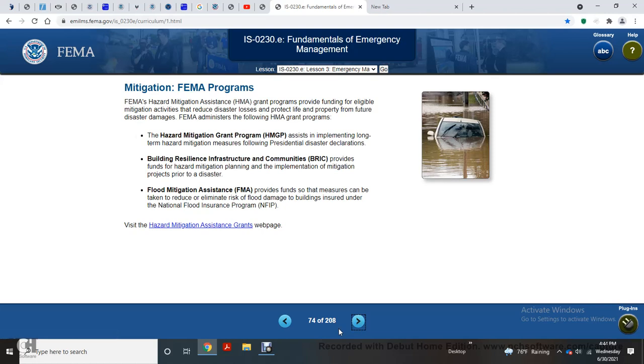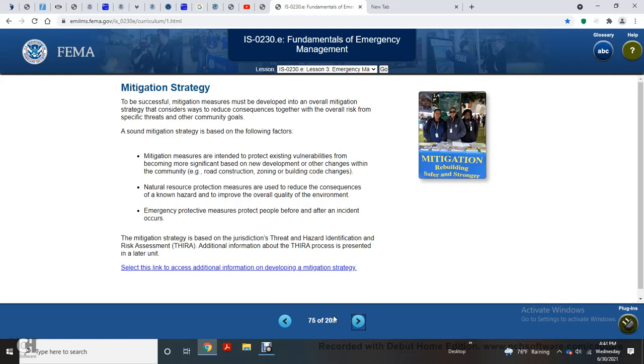FEMA addresses the following hazard mitigation assistance programs. The Hazard Mitigation Grant Program, or HMGP, assists with implementing long-term hazard mitigation measures following a presidential disaster declaration. Building Resilient Infrastructure and Communities provides funds for hazard mitigation planning, implementation, and mitigation processes prior to a disaster. Flood Mitigation Assistance provides funds for measures that can be taken to reduce or eliminate the risk of flood damage to buildings insured under the National Flood Insurance Program.